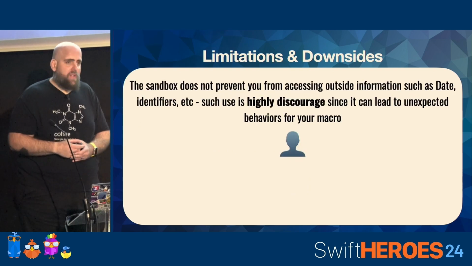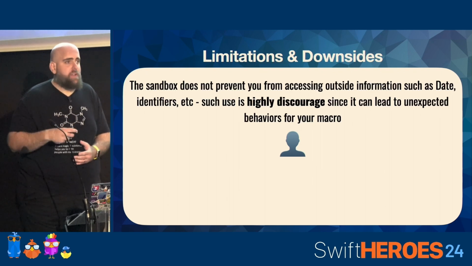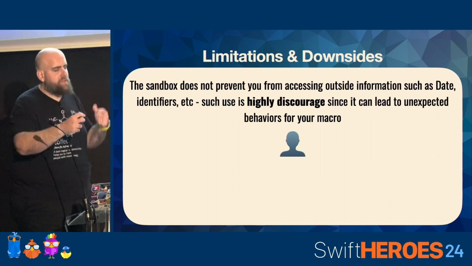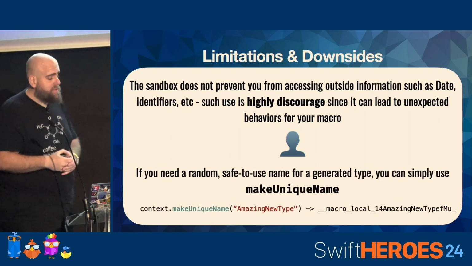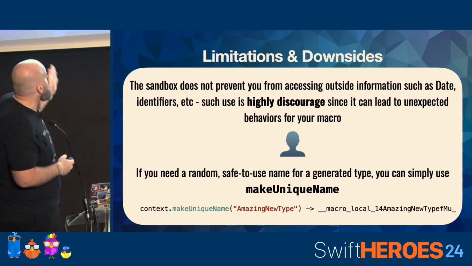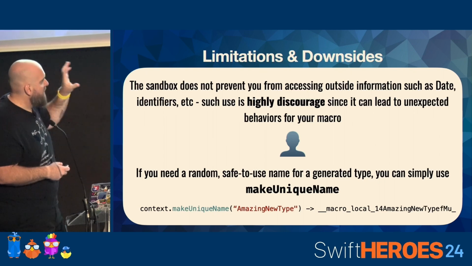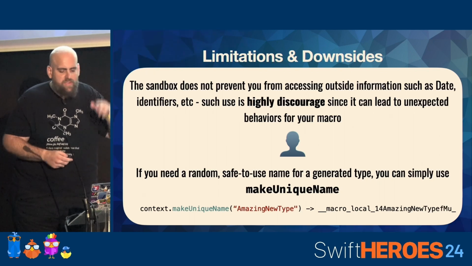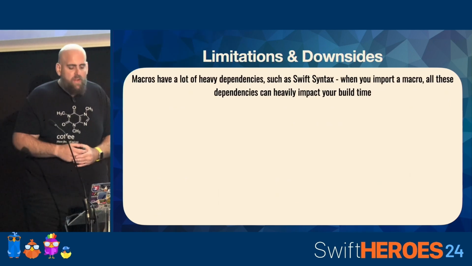The sandbox does not prevent you, though, from accessing outside information, like date, identifiers. Some developers use this information to give random names to their types so they don't conflict with the outside world, but this is highly discouraged. There's a built-in way to do this. You just ask the context to make a unique name for your type, and Swift syntax will give you a unique name that you can use wherever you want. So no need to access date, identifiers, etc. It will really make it hard to write tests.